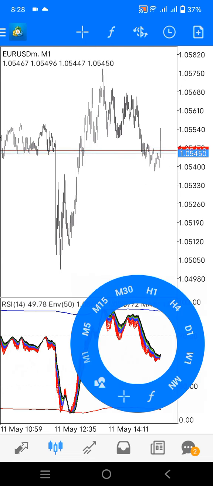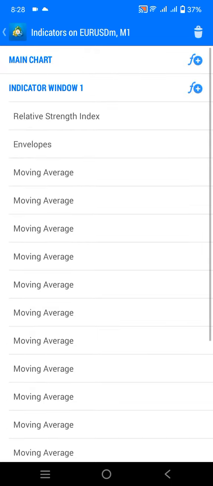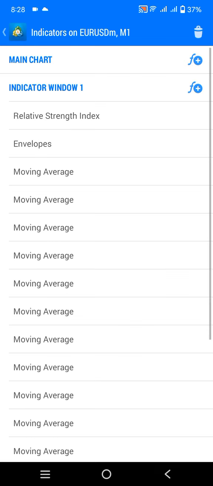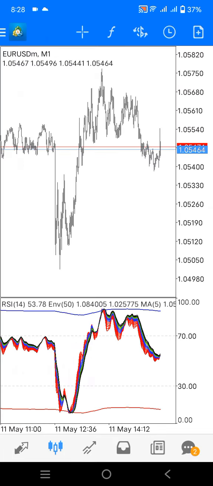First of all, you have to press the F icon on your main chart and go to the indicator window, not on the main chart. Okay, first of all, you have to look at indicator window 1. First go for RSI. Here is the RSI. Period will be 14. Apply to close. Pixel will be 1 and levels 30 and 70. Just simply click on done and your RSI will be added.